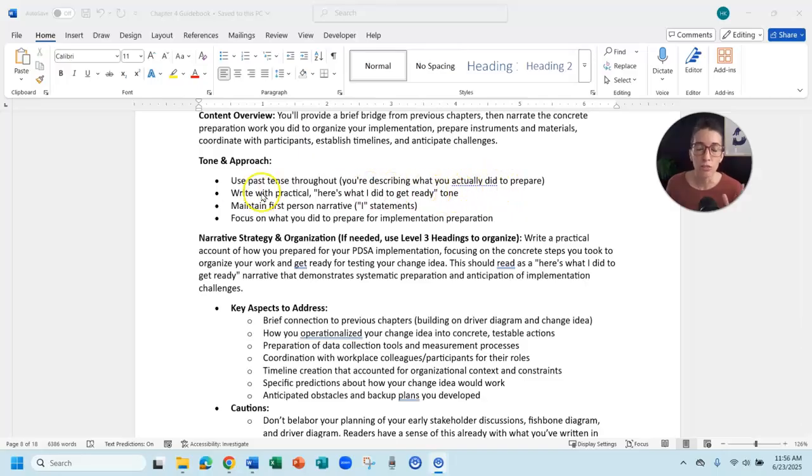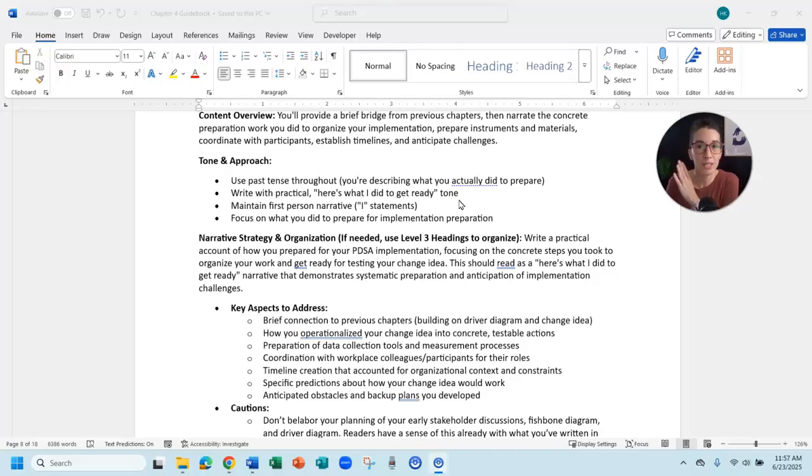And this is key. If you could highlight anything, highlight this, right? A practical, "here's what I did to get ready" tone. You've already done this. You're beyond your plan phase. What did you do to get ready? That's the tone that you are writing in.